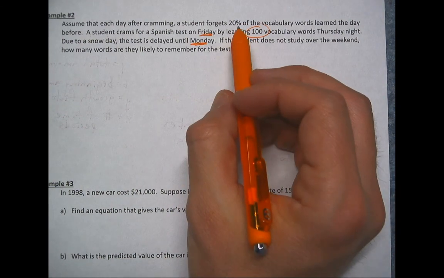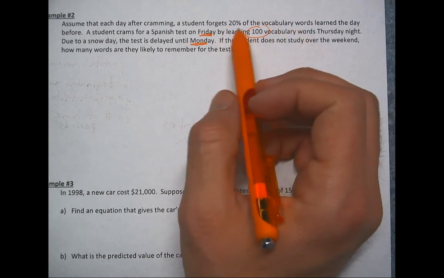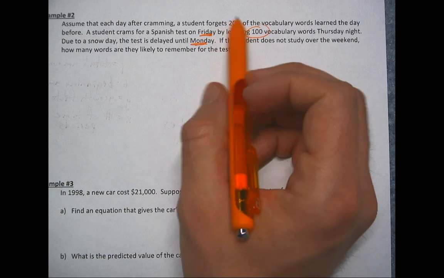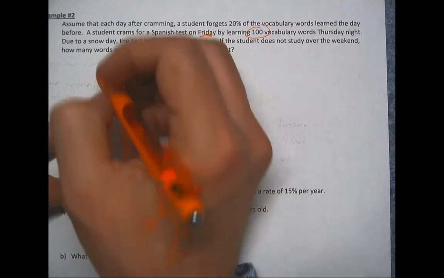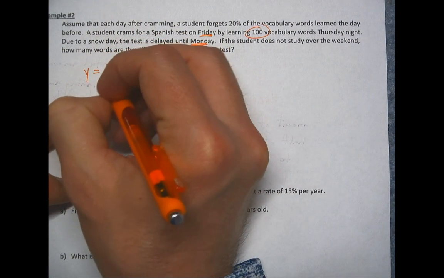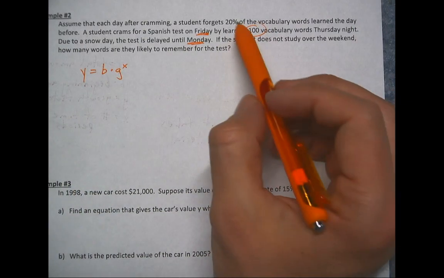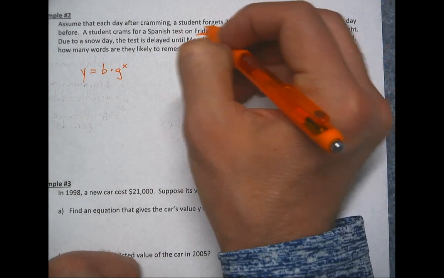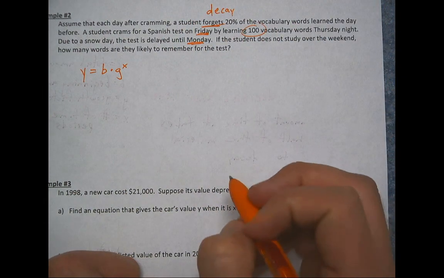Okay, so they're not losing a certain number of vocabulary words in their brain every single day. It's a percentage, 20%. And we know percentages change based on how much you have. So this is going to be in the form y equals b times g to the x. If you think about it, they're losing. This is going down. This is decay. Forgets. That's decay. They're not learning more. They're not increasing. They're decreasing.